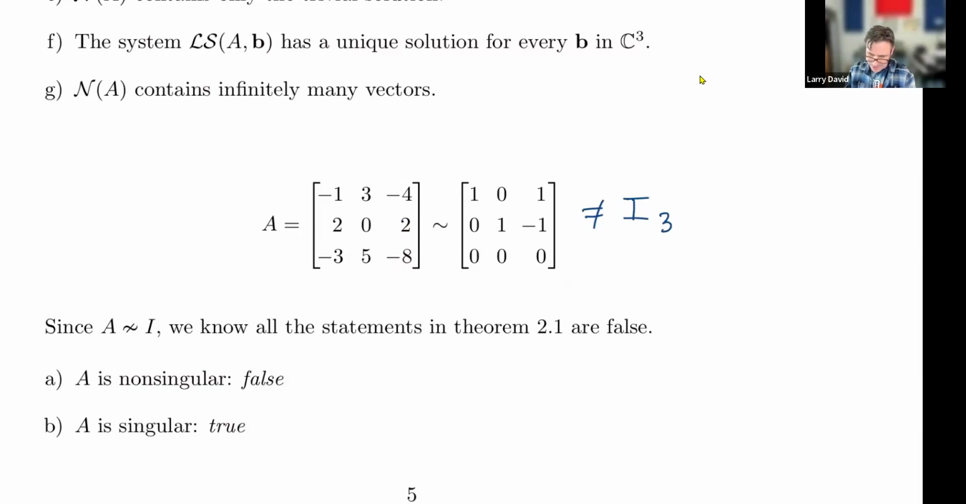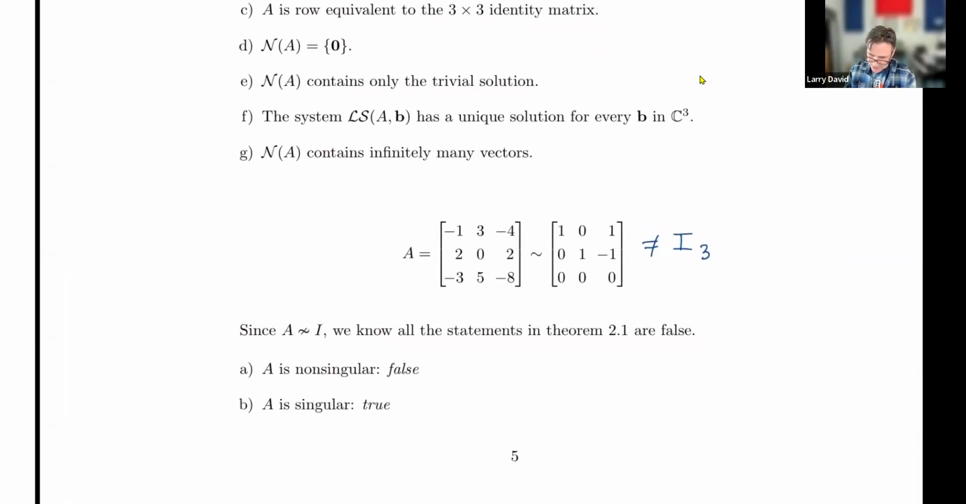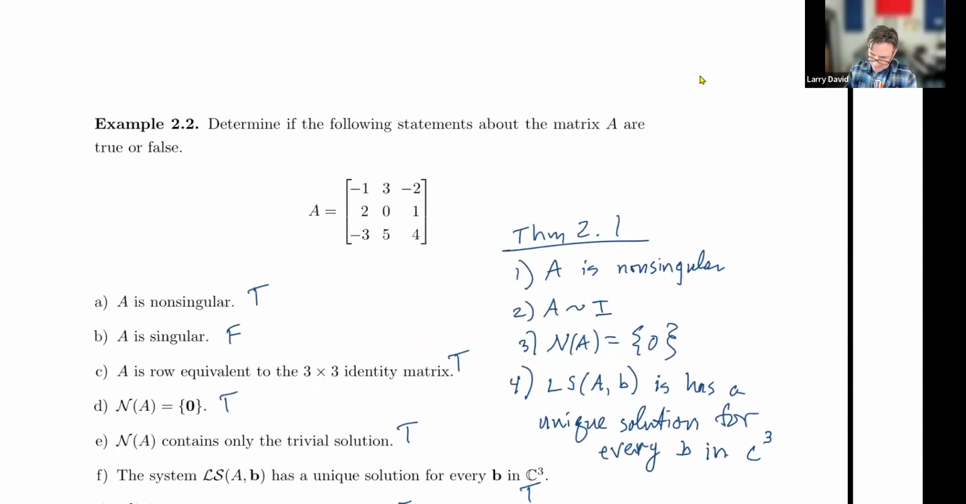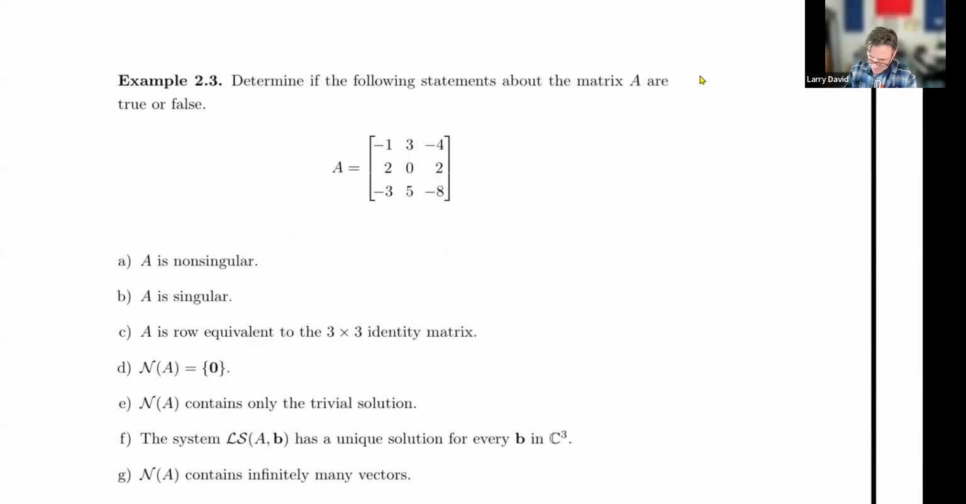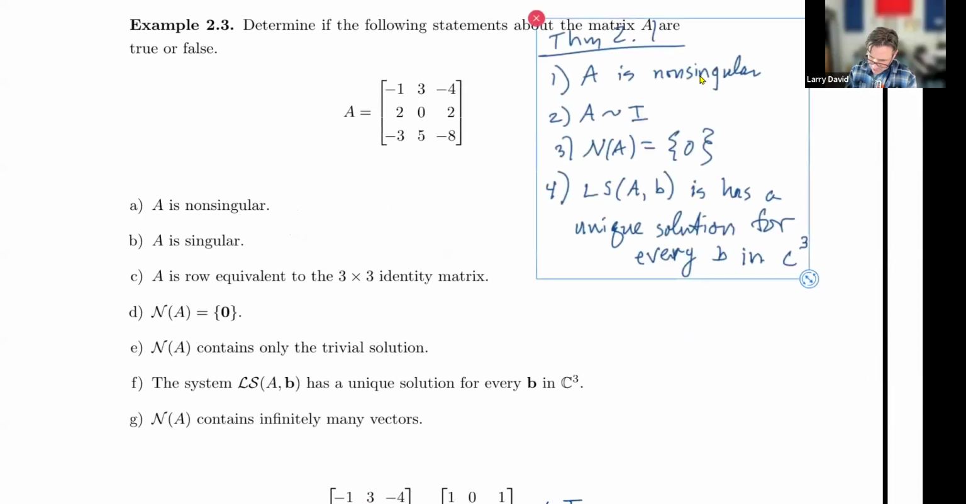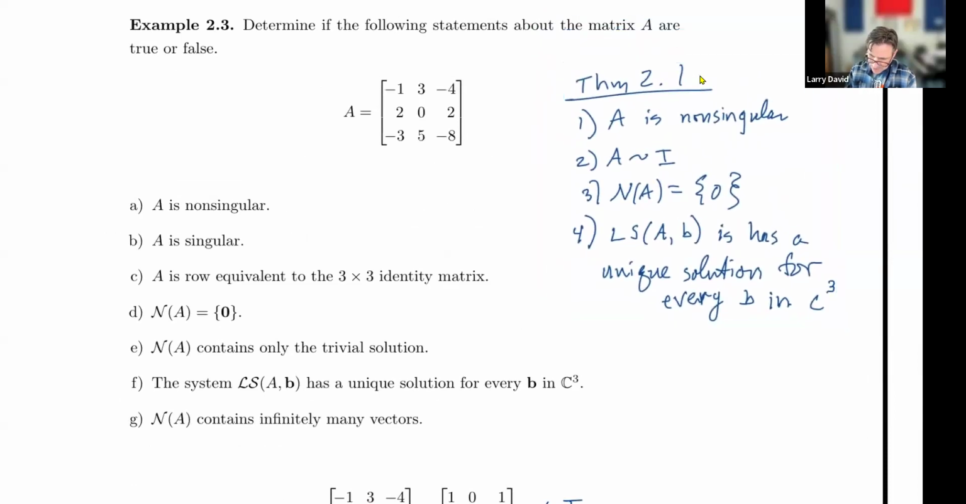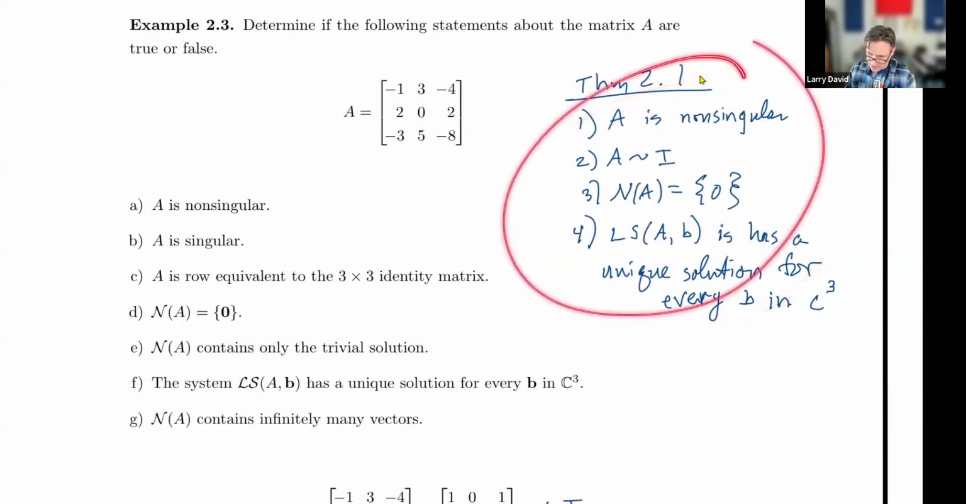Okay, so what does that mean? That means that all the statements in theorem 2.1 are false. Okay, so let's just go get this little summary that we had, and we'll bring it over here. So these are all false. All these statements are false.